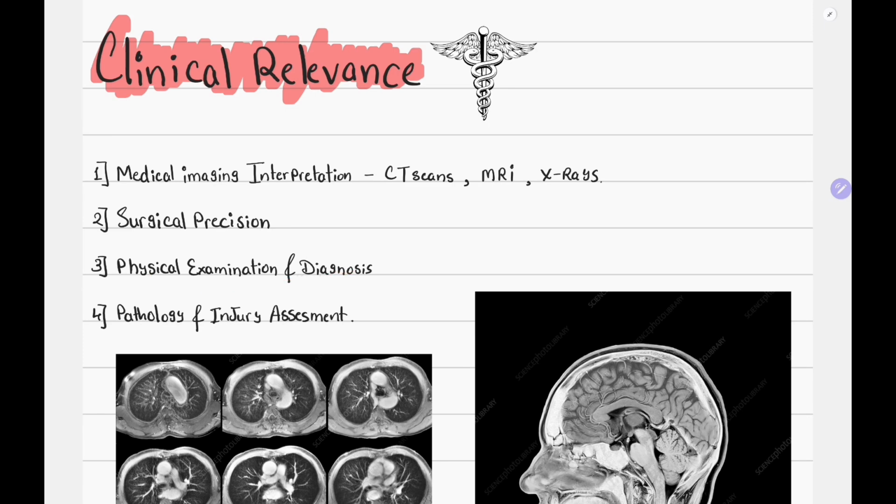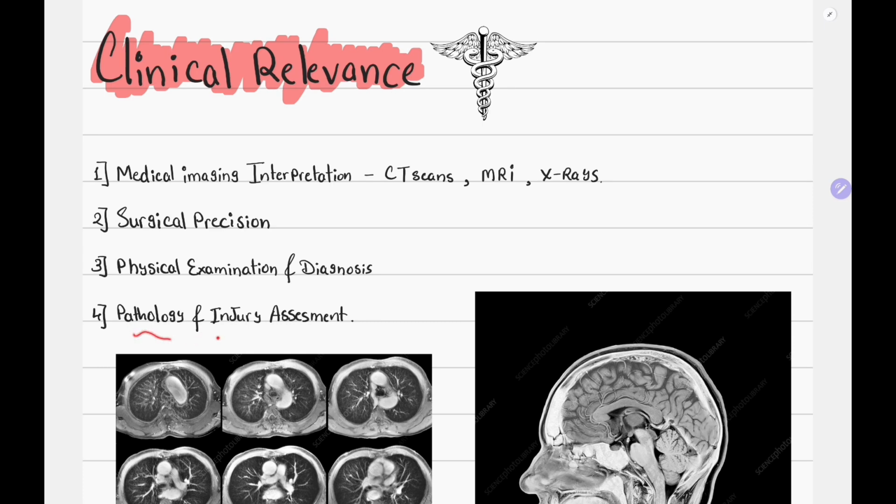Physical examination and diagnosis. Physicians use anatomical planes to describe the location of pain, injuries and abnormalities, improving communication and clinical assessment. So if Dr. A wants to communicate about a disease or an injury to Dr. B, he would be communicating in the language of planes and sections.